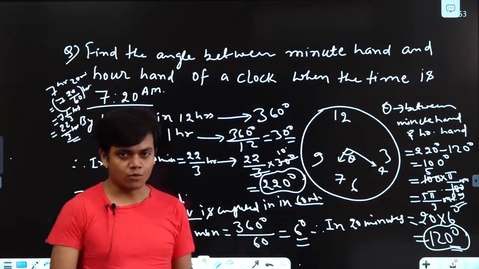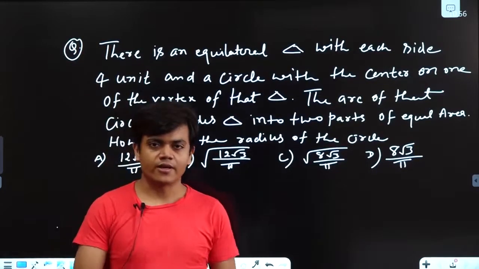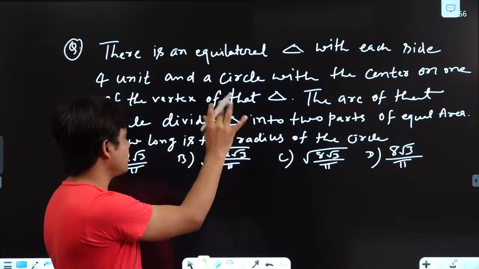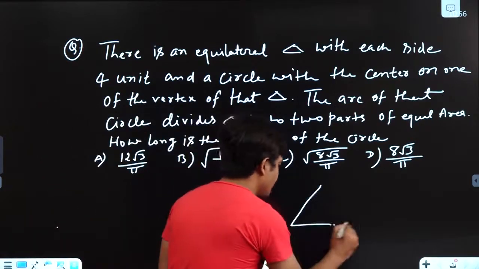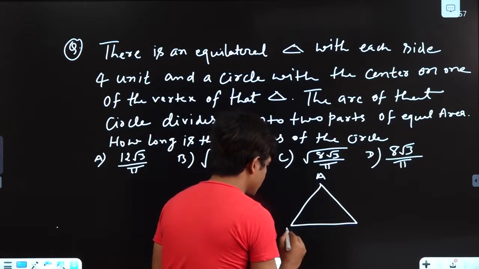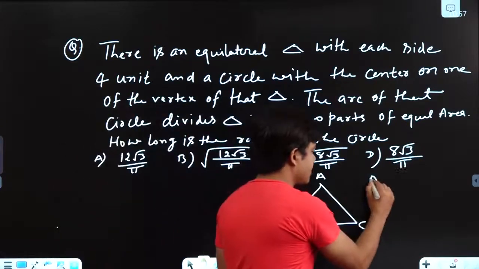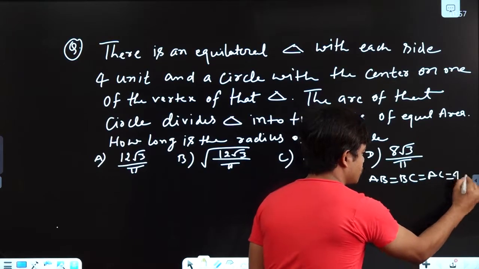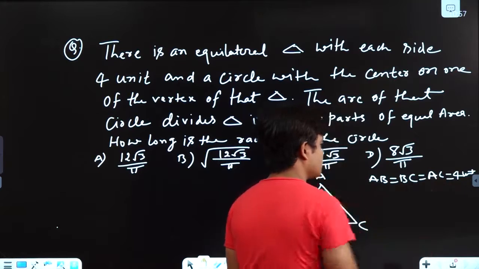But yes, there are some more problems. So now here is one more question. There is an equilateral triangle with each side 4 unit. Equilateral triangle means each and every side will be equal to each other. So this is A, B and C. This means AB is equals to BC is equals to AC, and this is of 4 units.